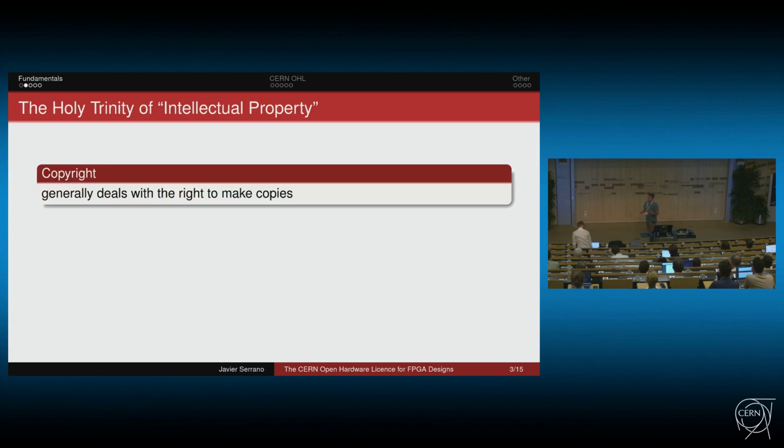So, first of all, a license, as we are going to see, is a permission to do some things that you would otherwise not have the right to do. So what are those things that you, in principle, don't have the right to do?